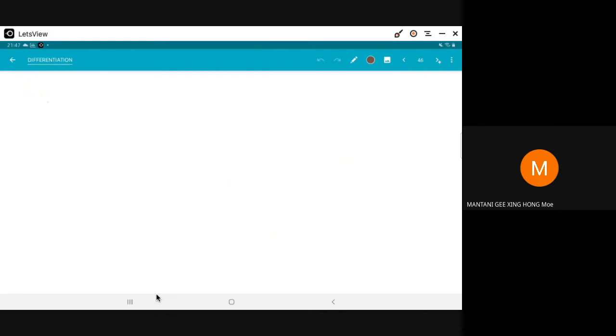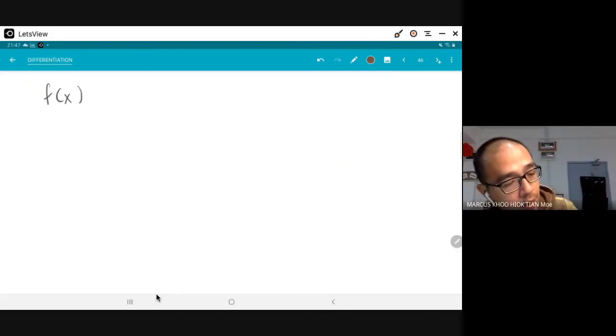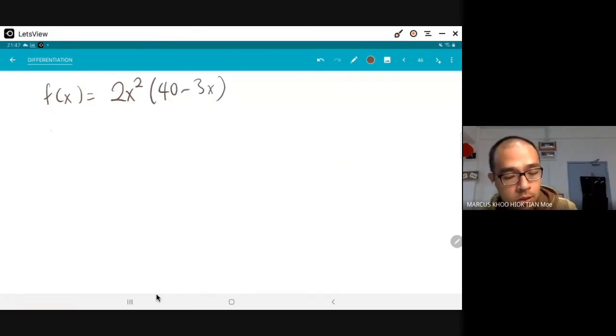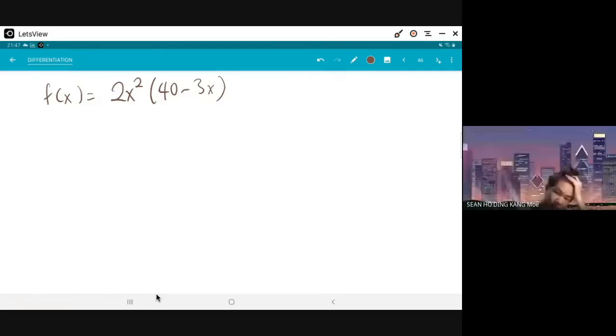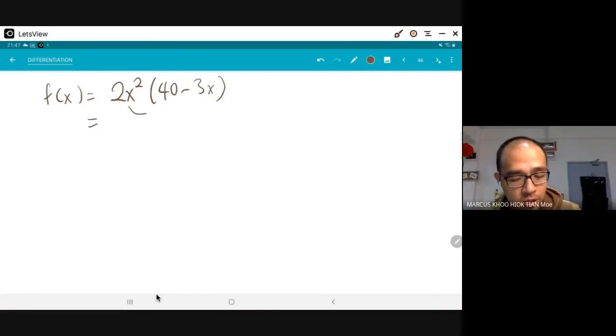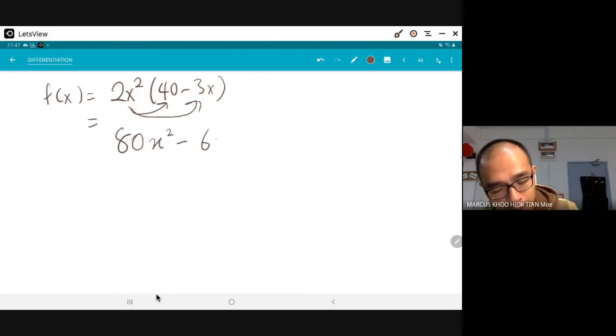Okay, so f(x) equals 2x squared times (40 minus 3x). Can anybody suggest how I want to do this? Anybody who thinks that they have done this? You multiply in first. So you multiply in, you will get 80x squared minus 6x cubed. Okay, so this is still f(x).